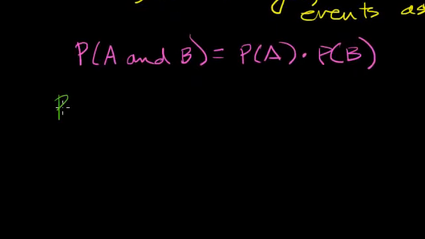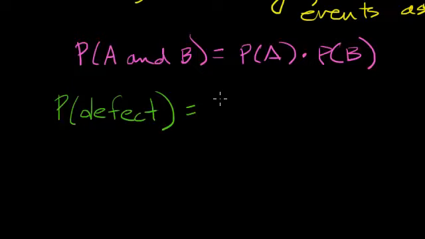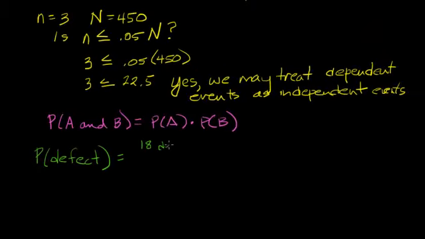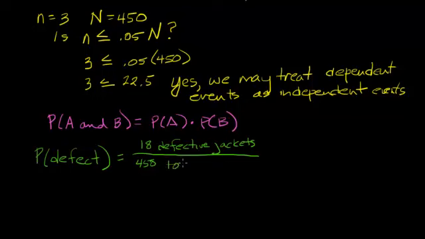So the probability any one jacket has a defect, you pull out that first jacket, what's the probability it's defective? Well, they told us that there are 18 defective jackets in a shipment of 450 total jackets. So the probability that any one jacket in that shipment is defective is 18 divided by 450, which is 0.04.